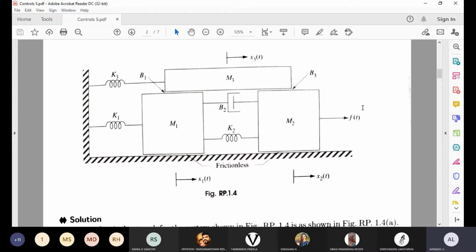Once you take this particular numerical, please let me know. Write it down, all of you. The question, mechanical system, please write it down, all of you.